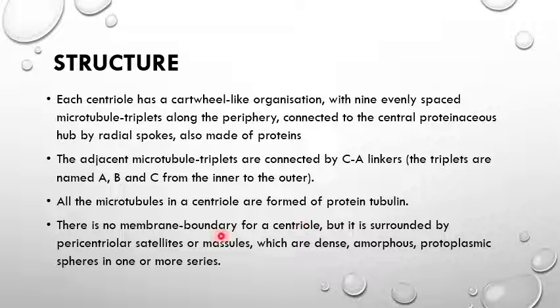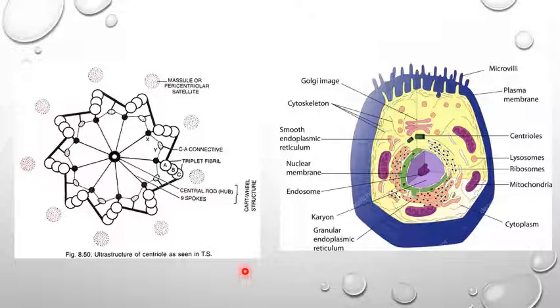There is no membrane boundary for the centriole, but it is surrounded by pericentriolar satellites, which are dense amorphous protoplasmic spheres in one or more series. In this image you can see an animal cell, because centrioles or centrosomes are present only in animal cells. They are absent in plant cells. The location of the centriole is just above the nucleus. These are two granule-like structures known as centrioles, surrounded by the cytoplasm, the centrosphere. Centrosphere plus centriole is called the centrosome.